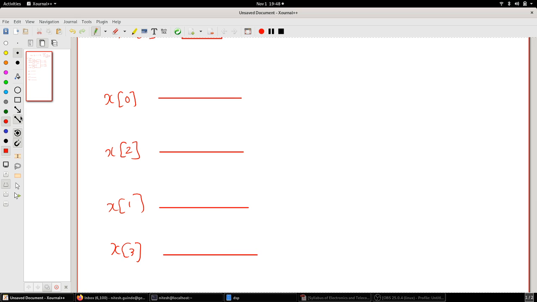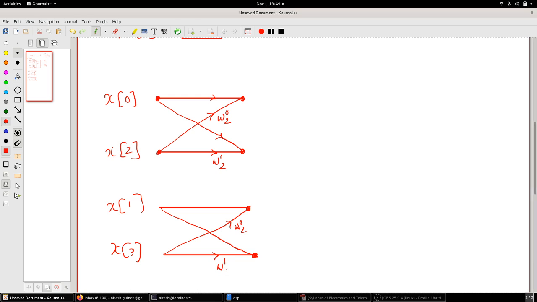So this is your x of 0, and these are your points. We know the 2-point DFT structure: this one goes here with a W0 of 2, and this one comes here with a W1 of 2. This is how your DFT structure is. I have told you about scaling: this is getting multiplied with 1, and this is getting multiplied with 1. The same structure will get repeated here. So this is W0 of 2, this is W1 of 2.